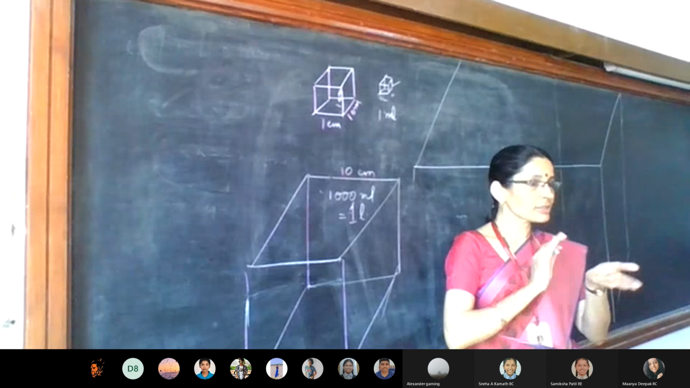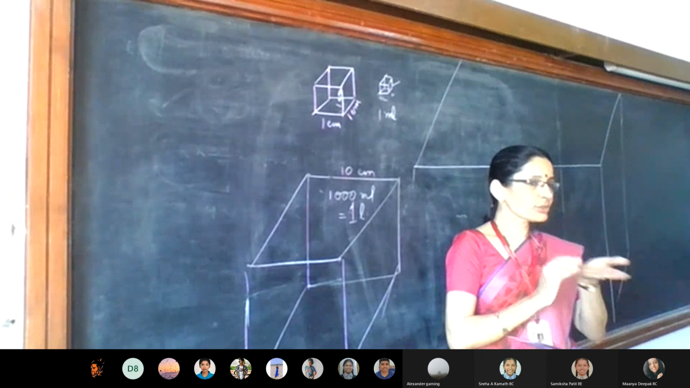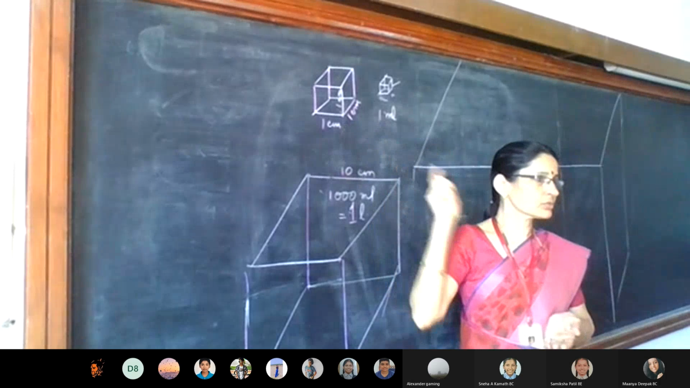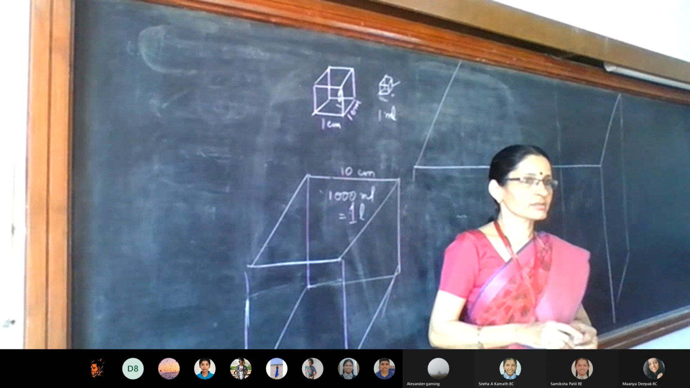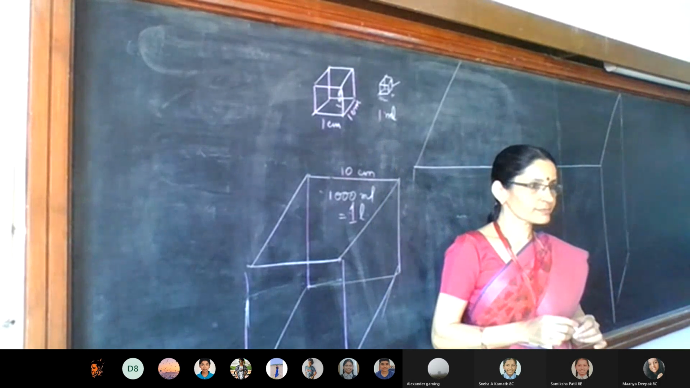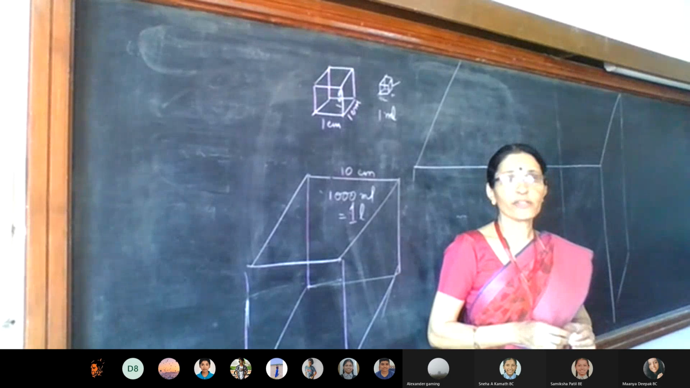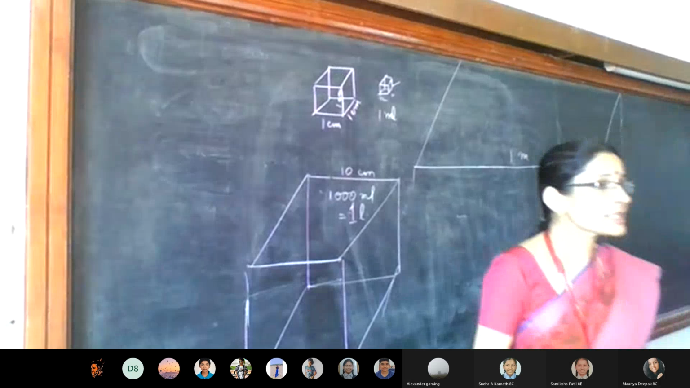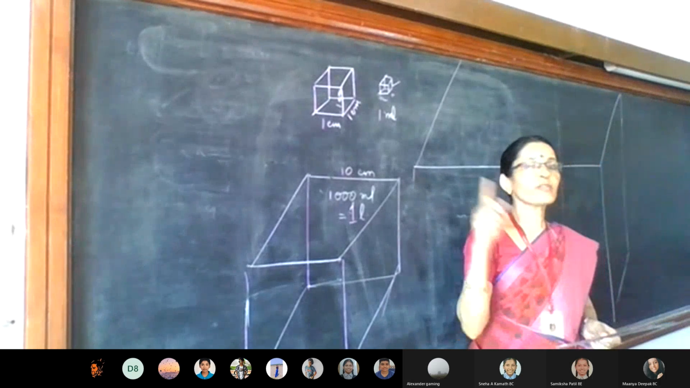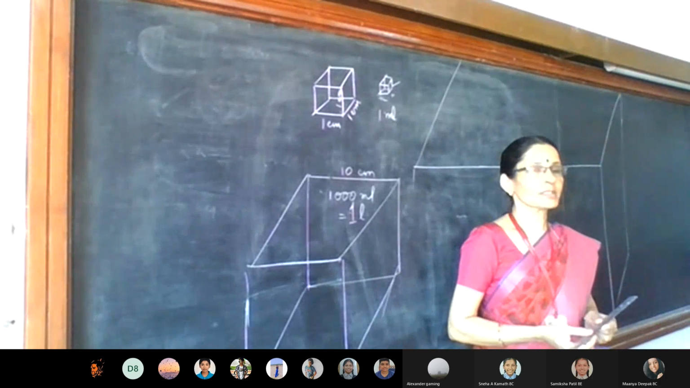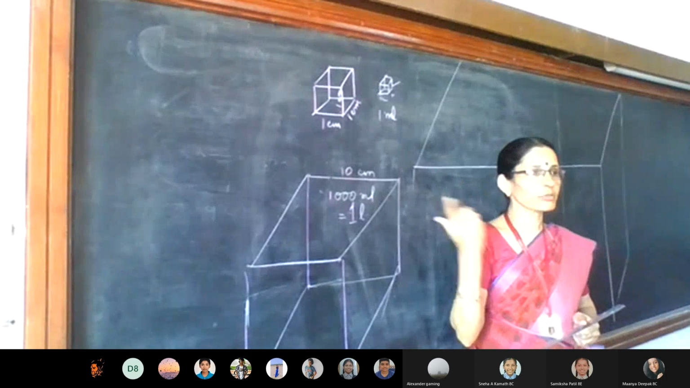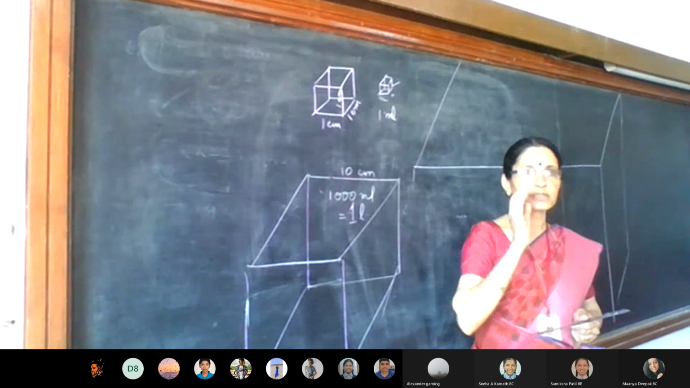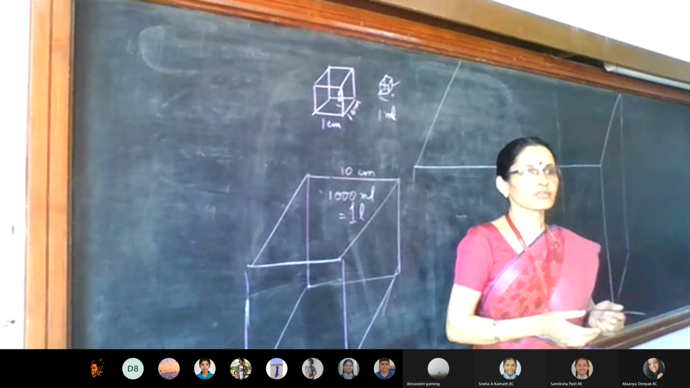Clear? Are you able to compare? This is 10 centimeter, that is 1 centimeter. Now, make it 1 meter. 1 meter, 100 centimeter. How many feet? 1 foot is how many centimeters? 30. So 1 meter is how many feet? 3.33, right? Almost 3 feet plus 1/3 of a foot.